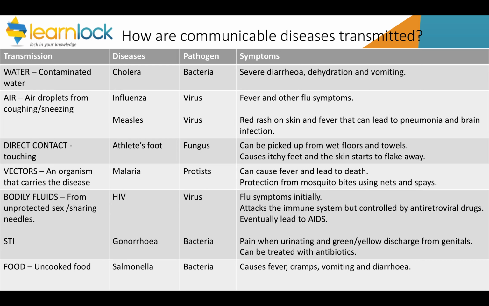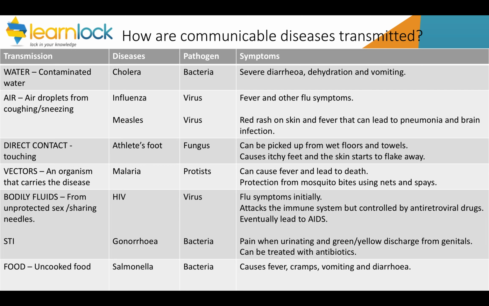Another mode of transmission is bodily fluids, so unprotected sex or sharing needles. This can cause the virus HIV to be spread. Initially, HIV causes flu-like symptoms, but eventually it will attack your immune system. It can be controlled for a long time by antiretroviral drugs, but eventually the immune system is destroyed and it leads to AIDS. These days, the life expectancy of someone with HIV is a lot longer because these drugs are being developed all the time.